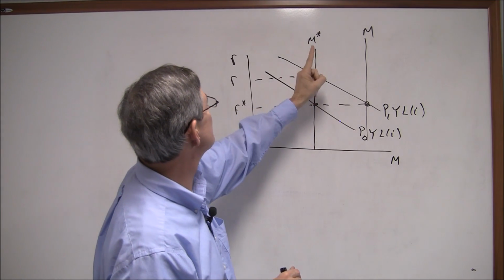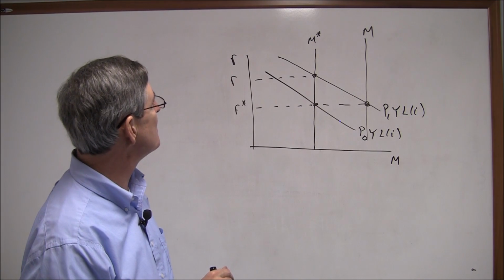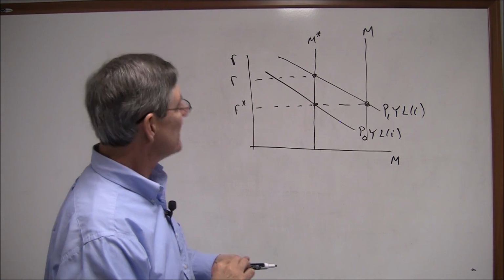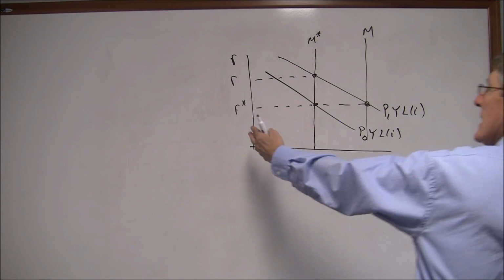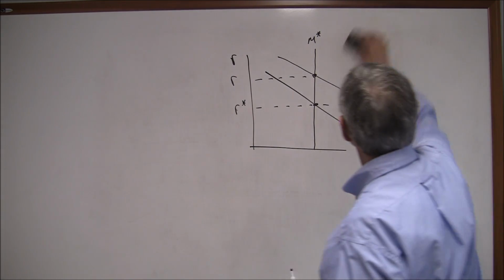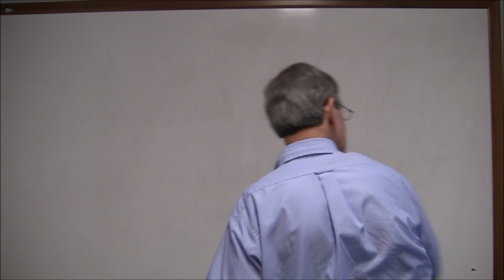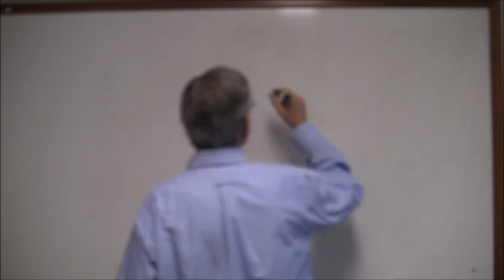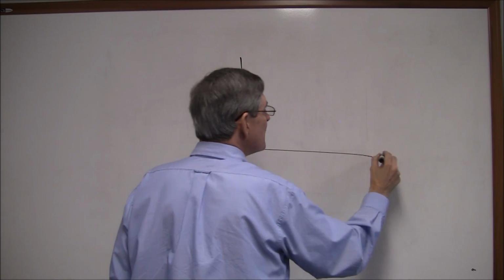The LM curve was built on the assumption that they targeted the money supply. But that's not what they do these days. As I've said, they target the interest rate. So when they target the money supply, what happens is the interest rate adjusts. You can't control the interest rate.